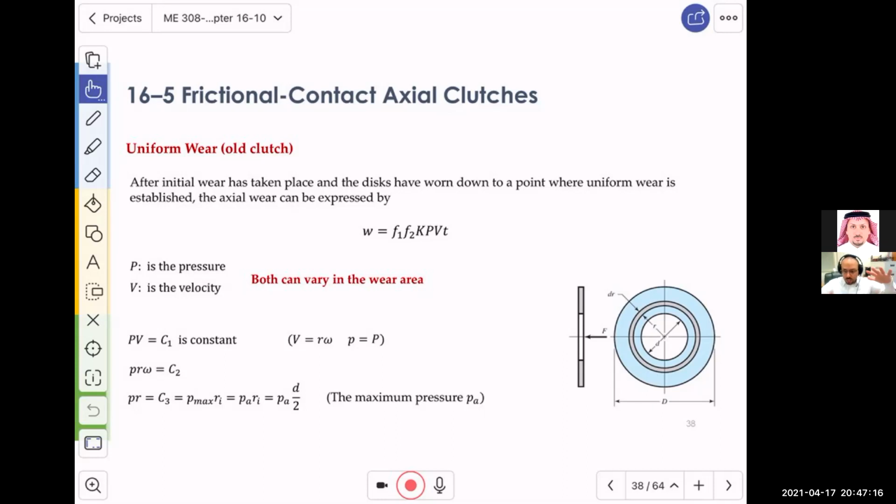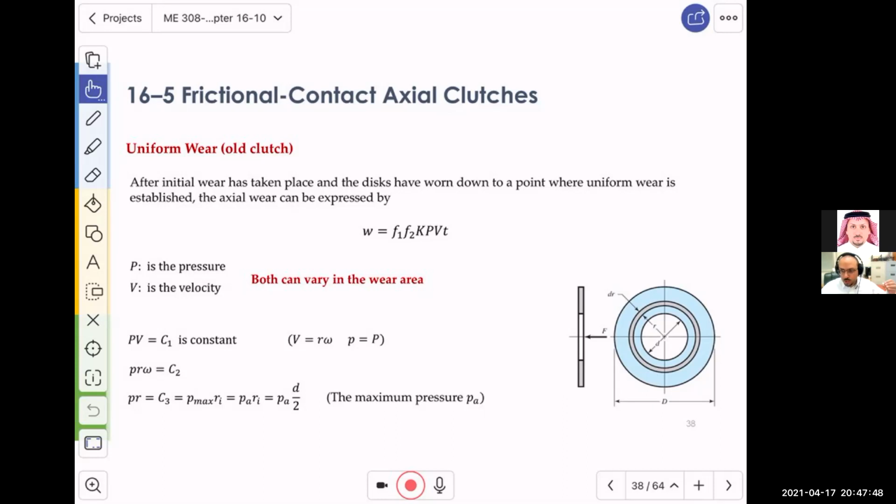Why? The pressure will change and adjust until we maintain that uniform wear condition. So in other words, the uniform wear problem never starts from the beginning. If this is a new clutch, it is never starting from the beginning, while as we're going to see, if we put a uniform pressure, those little springs will adjust, and from the beginning you will maintain a uniform pressure problem.